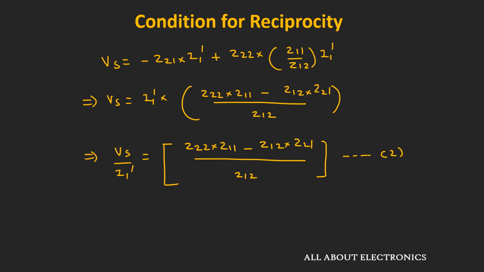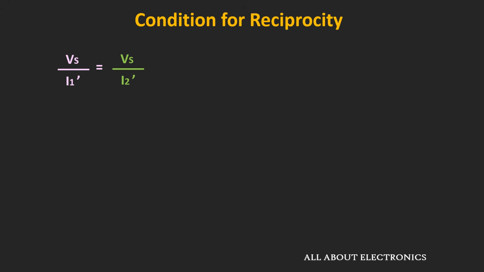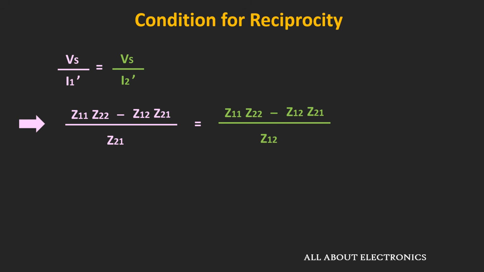So if the two-port network is reciprocal, then these two ratios, or equation 1 and 2, should be equal. That means we can say that this Z21 should be equal to Z12. That means if this condition gets satisfied, then we can say that the network is a reciprocal network.